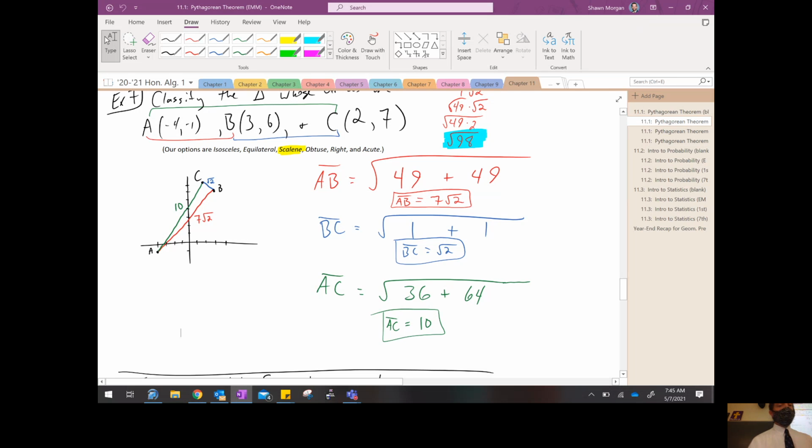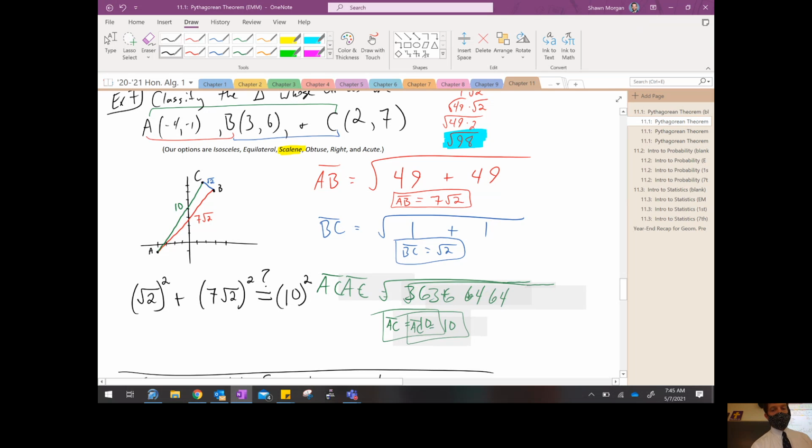So let us check, does one leg squared plus the other leg squared equal the hypotenuse squared? Okay, so in other words, does the Pythagorean theorem hold here to give us a right angle, a right triangle? Let's check and see. Who could do square root of 2 squared? Luke, can you do that for me? What's the square root of 2 times square root of 2? Square root of 4 is?